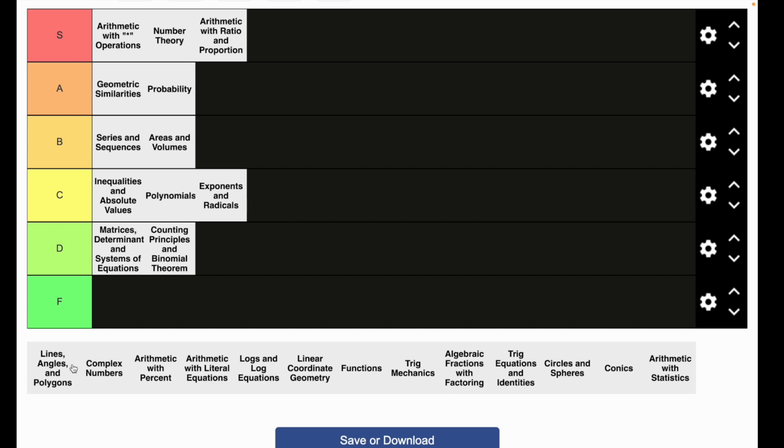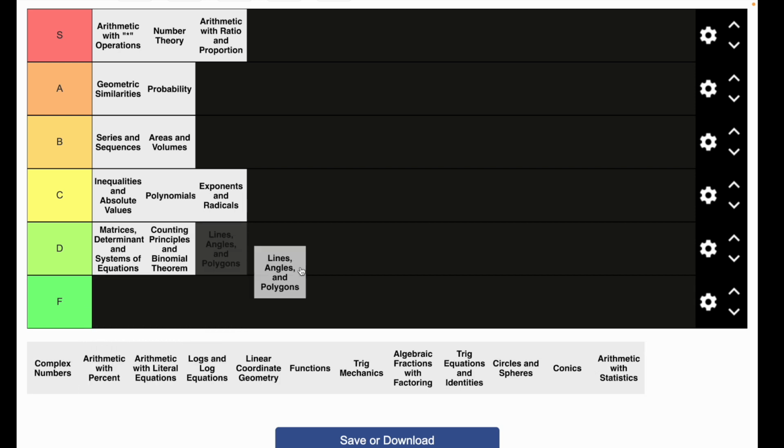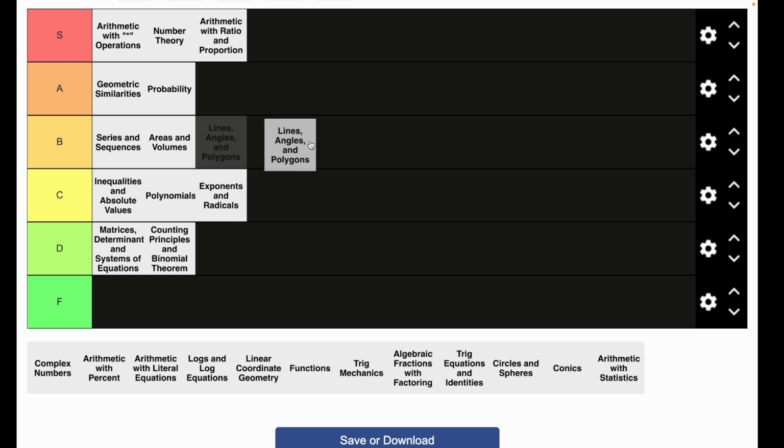Lines, angles, and polygons. I know. I'm not usually a fan of geometry, but I'm putting a lot of the geometries kind of high. So lines, angles, and polygons, I'm putting in B tier. There's a couple formulas you need to know for the measure of angles in specific polygons and the number of diagonals. But then after that, a lot of it isn't too bad.